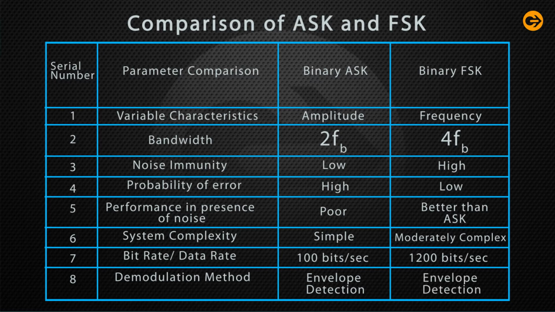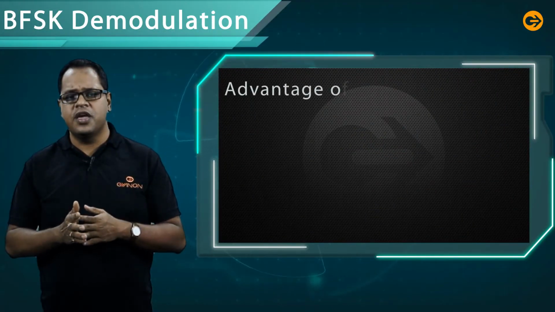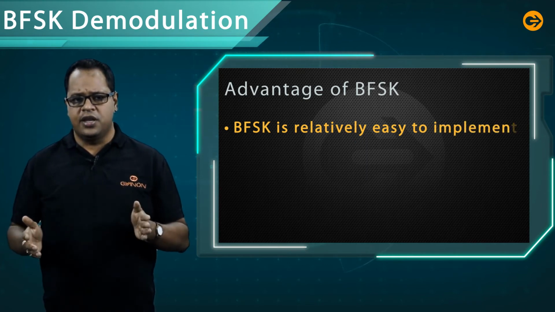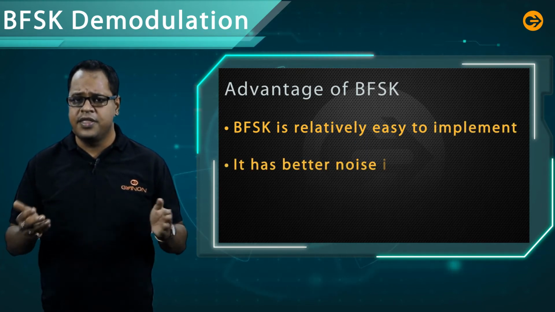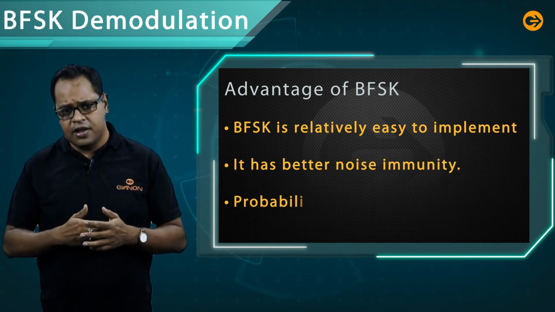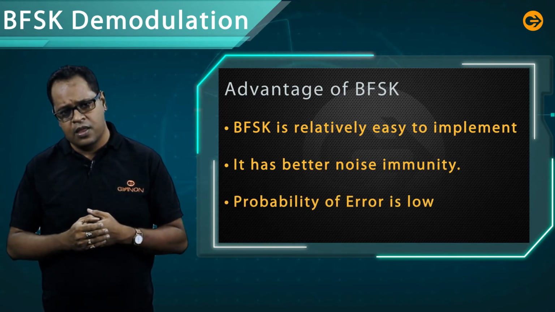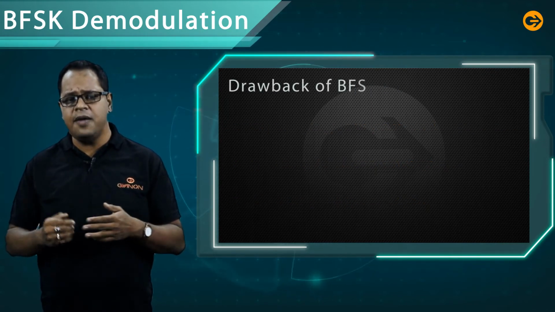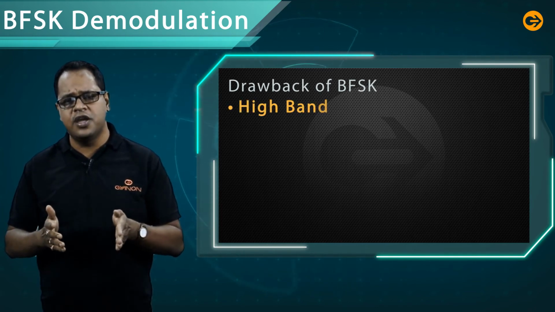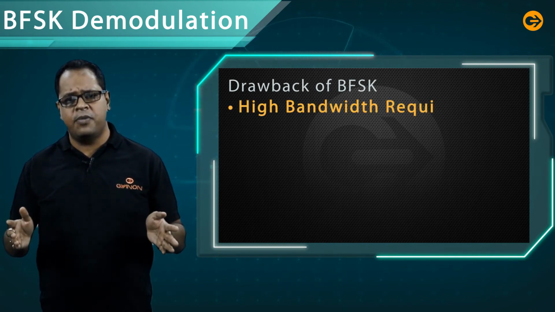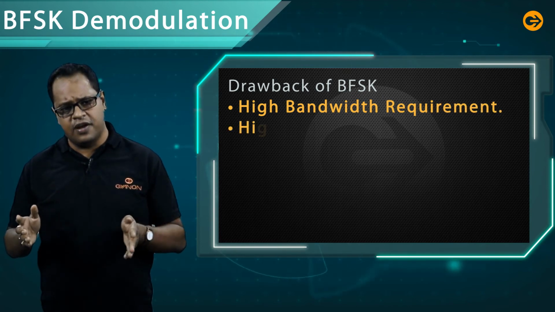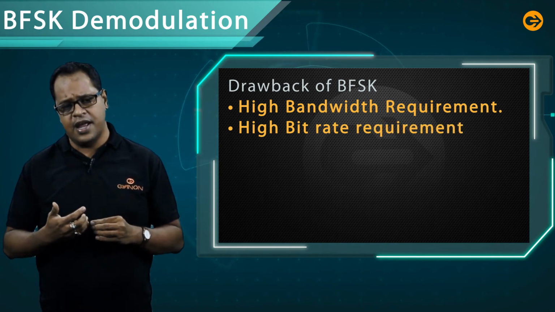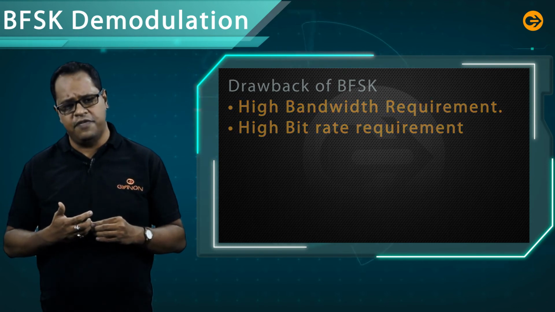Now let us discuss the advantages of BFSK. BFSK is relatively easy to implement compared to other modulation techniques. It has better noise immunity than the other modulation techniques. Here, the probability of error is low. Now, can you tell me what is the disadvantage of BFSK? BFSK has a high bandwidth requirement. That means to transmit a signal, a large number of frequencies are required, so it is one disadvantage. Also, the bit rate is very high in case of the BFSK. That is a disadvantage of BFSK.